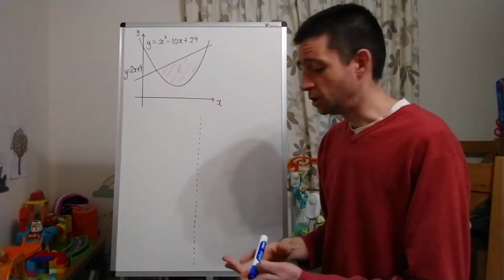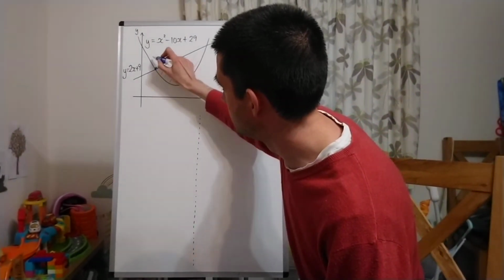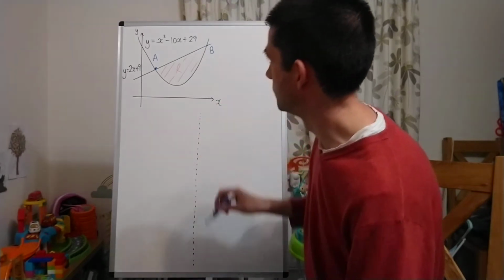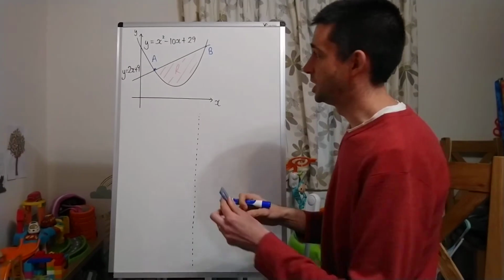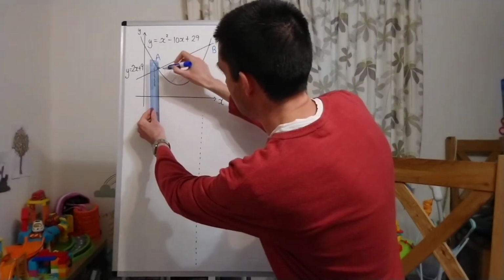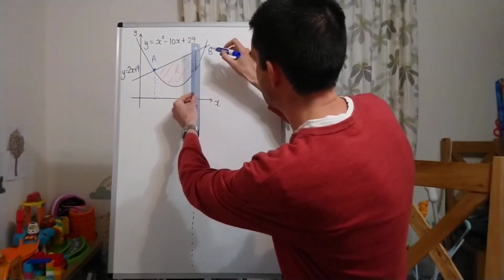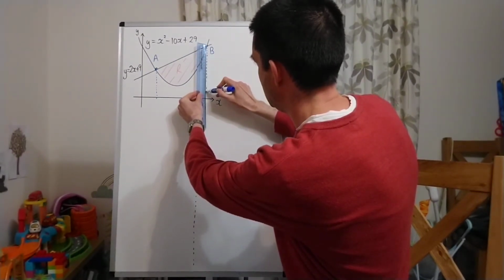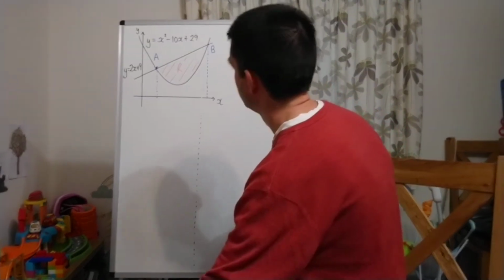Now, as with the two previous ones, the first thing I'm going to do is label the 2 points of intersection between the line and the curve. I'm going to call them A and B. And that strategy, again, draw those vertical lines down from those points of intersection to the x-axis, and that should allow you to see what strategy you're going to be using to find this area R.